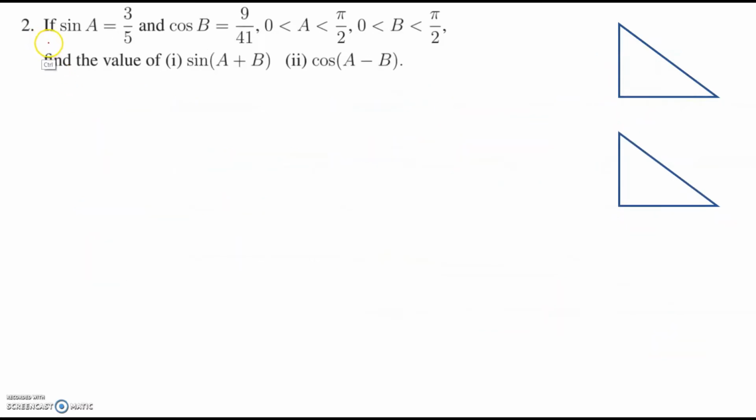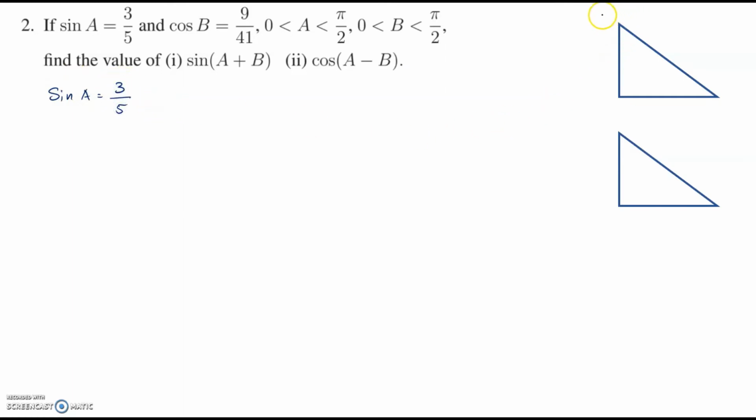Question number 2. If sin A is equal to 3 by 5 and cos B is equal to 9 by 41, and A lies in the interval 0 to pi by 2, which is the first quadrant, and B lies in 0 to pi by 2, which is the first quadrant again, find the value of sin(A + B) and cos(A - B). So given to us, sin A is equal to 3 by 5.